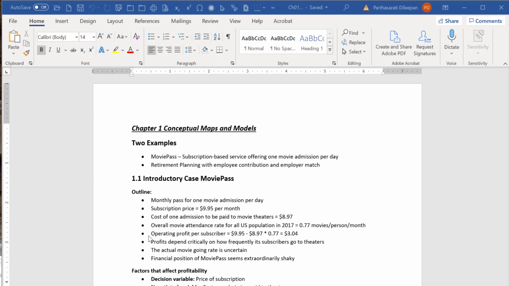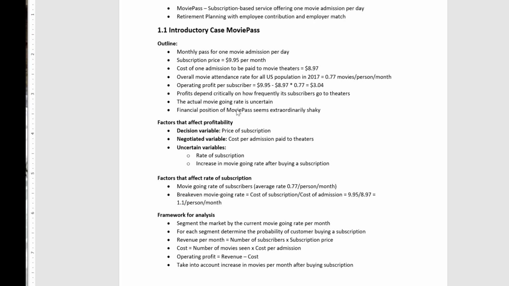So at the average movie going rate, the gross profit margin per subscription is $3.04. Profits depend critically on how frequently subscribers go to theaters, of course. The actual movie going rate is uncertain. It's going to increase once they subscribe, and at this point, the financial position of the MoviePass company seems extraordinarily shaky. Okay, so that's the overall background. Now, the factors that affect profitability.